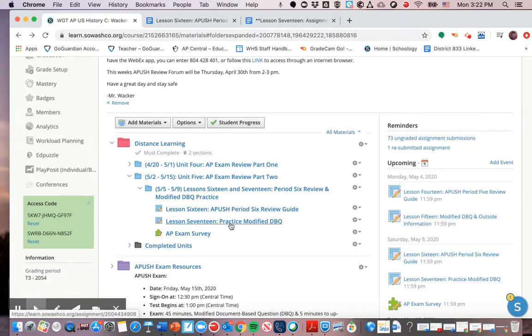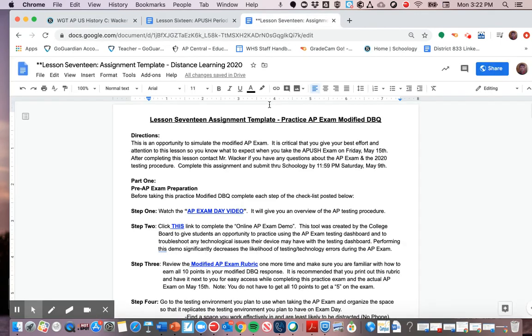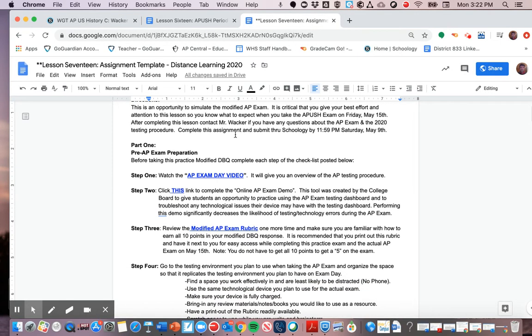Lesson 17 is the skill-based activity, and this one is without a doubt our most important assignment of AP review. You're going to be doing your first practice modified DBQ, and this assignment is going to go over what to expect on testing day and some strategies for taking the AP exam on that day, and it's going to give you a practice modified DBQ prompt that you should try and complete in a timed setting. To dive a little bit deeper into lesson 17, there's two parts.